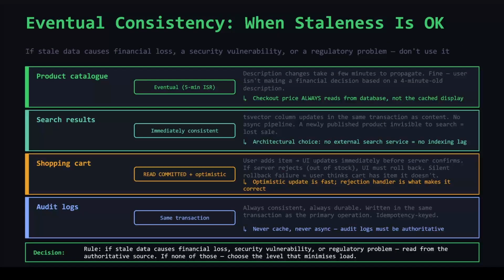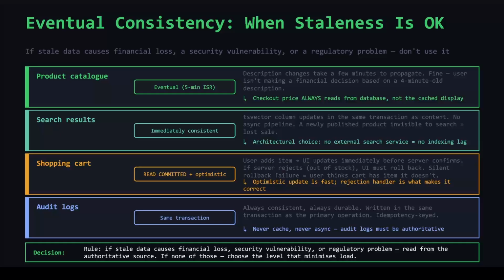Eventual consistency. Not everything needs immediate consistency. The question is whether brief staleness causes financial harm, a security vulnerability, or a broken user experience. Product catalog, 5-minute ISR cache. The description changes take a few minutes to propagate. The user isn't making a financial decision based on a 4-minute old description. The checkout price is always read from the database, not the cached page.